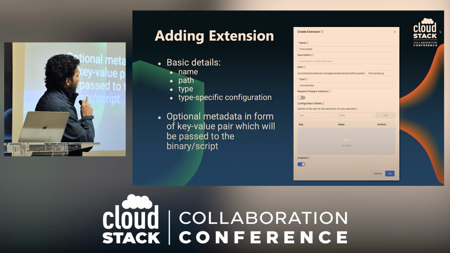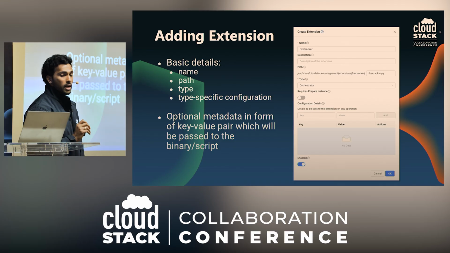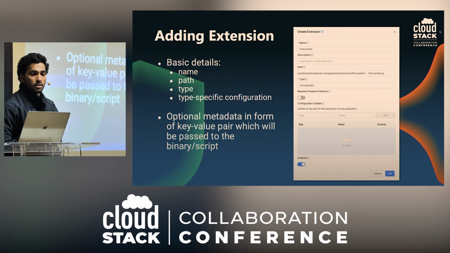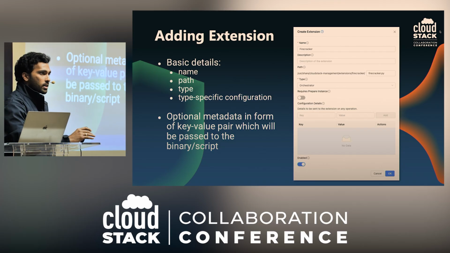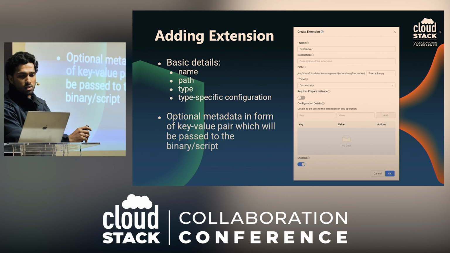As I said, we'll have to create an extension first in CloudStack. For example, if I have to add a Firecracker extension, it's just filling up the name and details, and the path of the script that we need to write on our own. And we need to select the type, orchestrator. Currently, only one type is available. Later on, we can have network and storage as well.